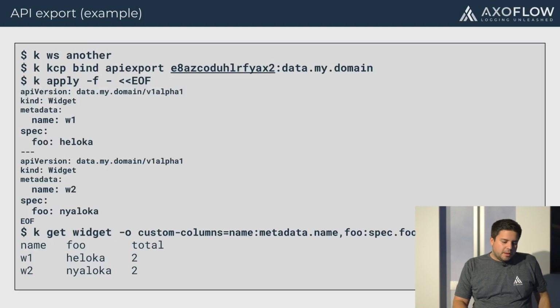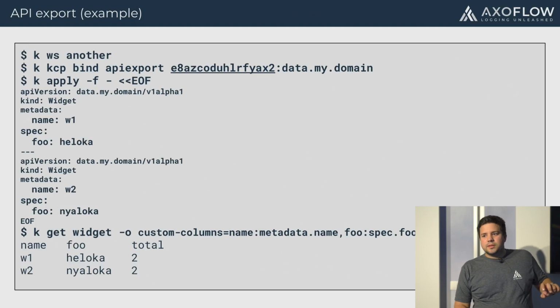From a different terminal, we enter another workspace, which is of course different from the one where the controller runs, and we use the kubectl plugin to bind the API export. This is where we had to define the ID of the logical cluster, and this data.my.domain is the name of my API export. And after that, I can already use that type.